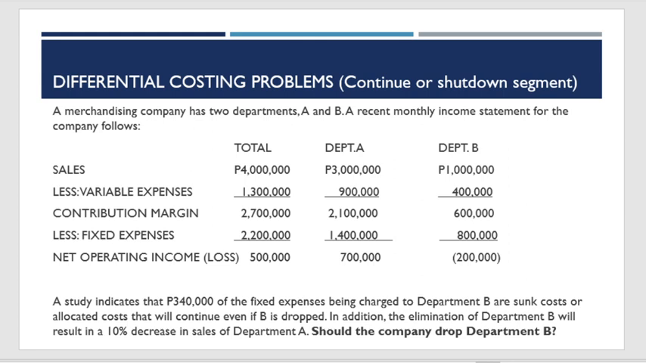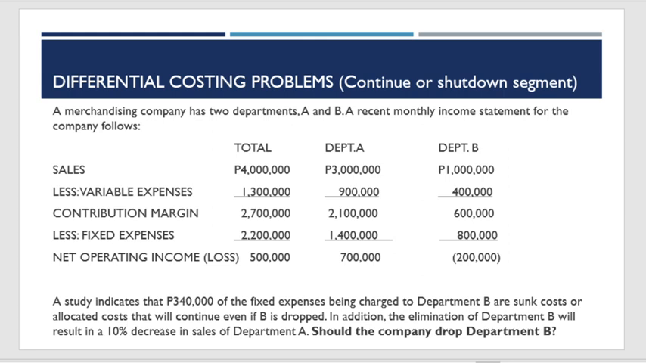In addition, the elimination of Department B will result in a 10% decrease in sales of Department A. So kapag inalis mo pa daw si Department B, merong effect yan daw sa sales ni Department A. Ibig sabihin, baka yung product kasi ni Department A and B are complements, or it is package, or merong mga ganong condition. Baka complements itong products ni Department A and Department B or itong mga pinoproduce nilang items. Kaya mayroong decrease sa sales ng Department A.